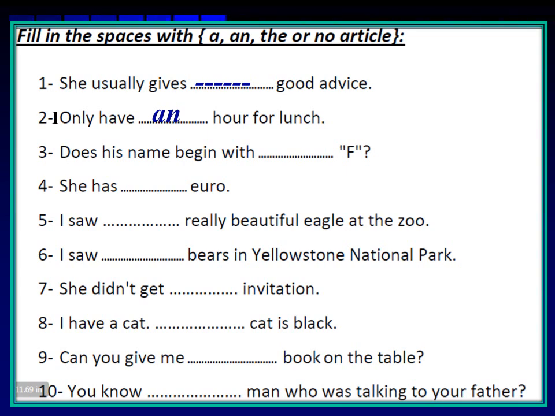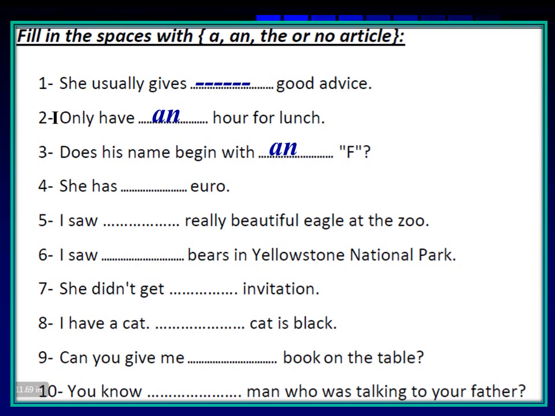3. Does his name begin with F? The letter F, try to notice that. How can we pronounce the letter F? There is a vowel sound at the beginning of the letter F, which is E. That's why I should use an, because it starts with a vowel sound and it's singular.